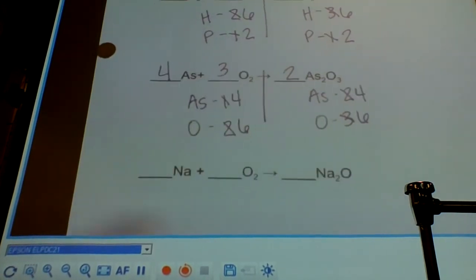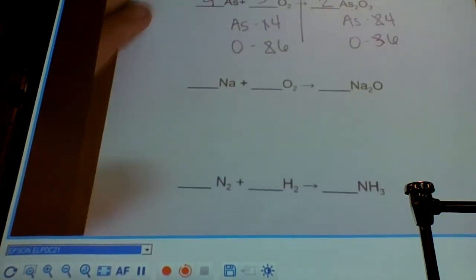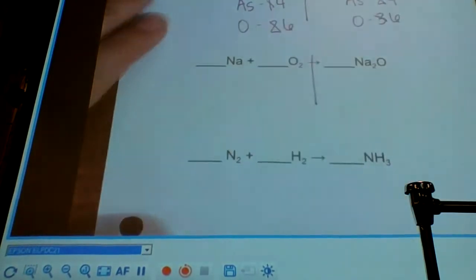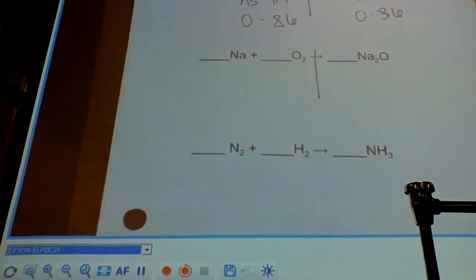Alright, I want y'all to try to do this next one on your own. I'm going to give you a minute or so. And then I'm going to put my answer up here and you can check to see if you got it right. Okay, so I'm going to start my timer for 1 minute.